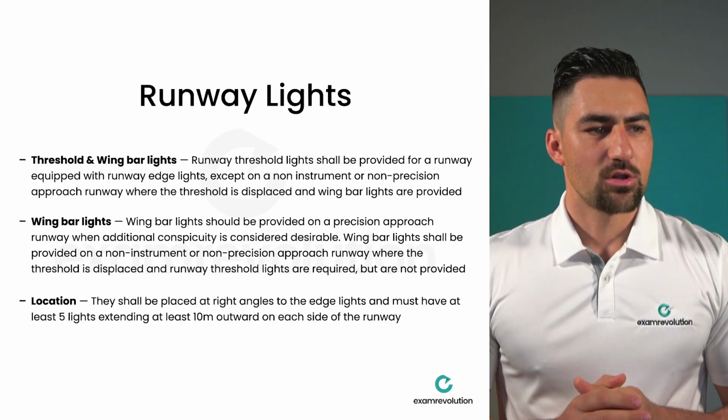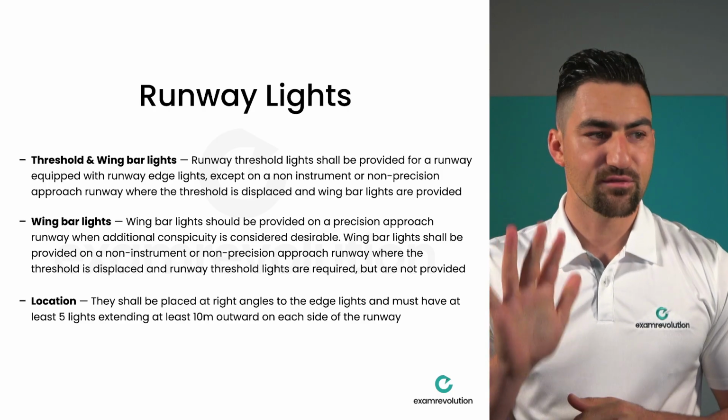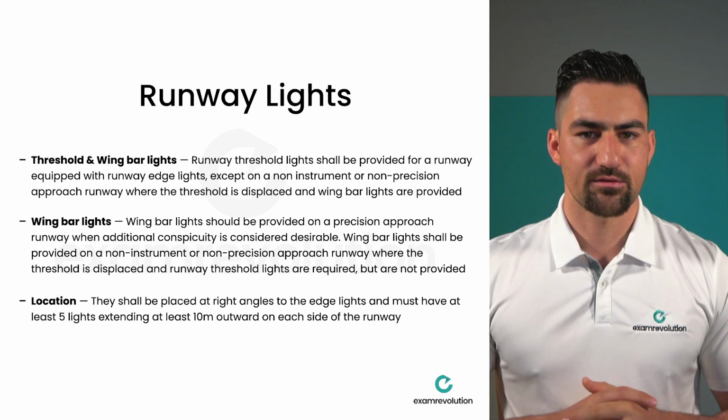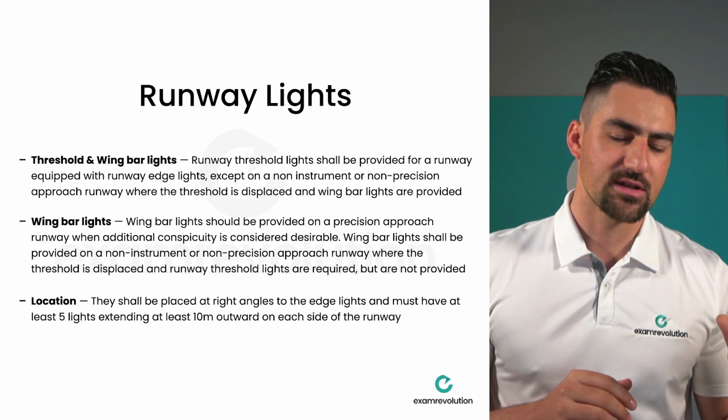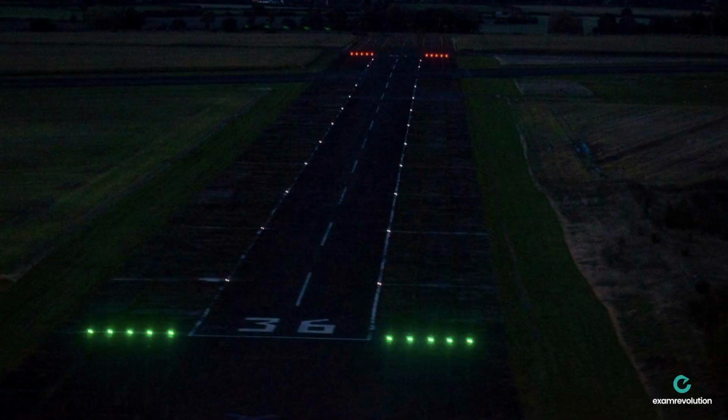Then the location, they shall be placed at right angles to the edge lights and must have at least 5 lights extending at least 10 meters outward on each side of the runway. So 5 lights on the right, 5 lights on the left, and they must go 10 meters outwards. So basically 2 meters spacing between them. And that's an example of wing bar lights, right?